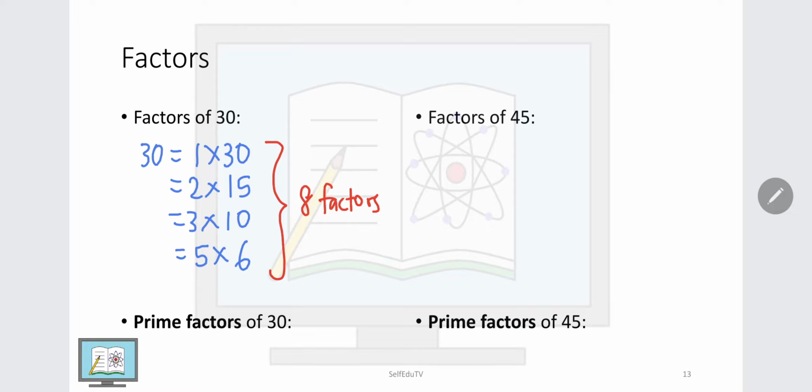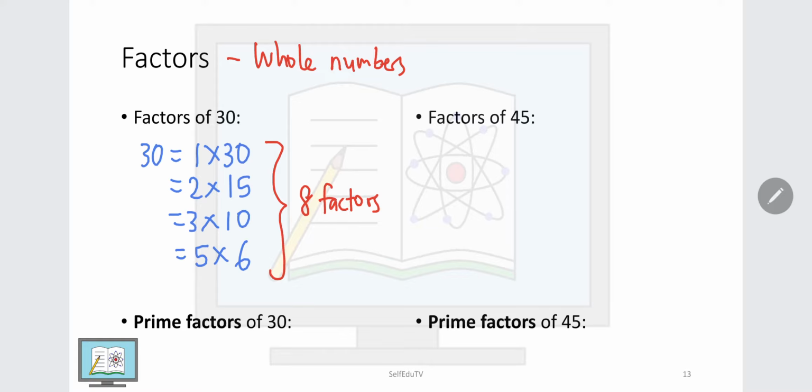Okay, so factors must be whole numbers. You cannot have decimals. The numbers listed here are whole numbers also. So factors must be whole numbers. So we have 8 factors of 30.